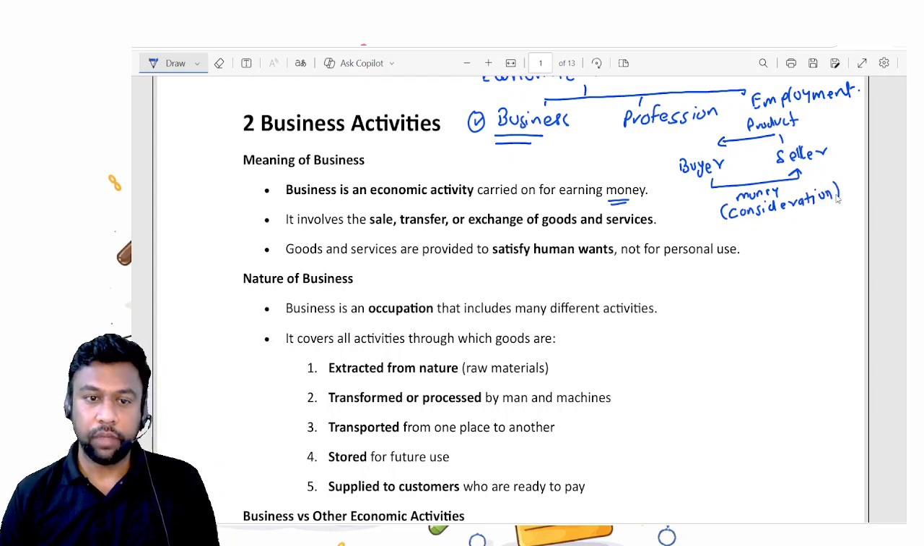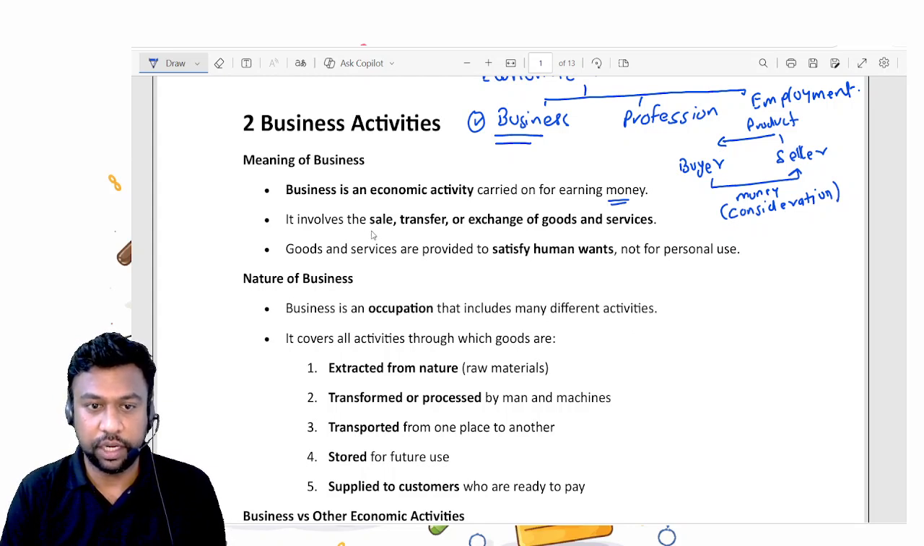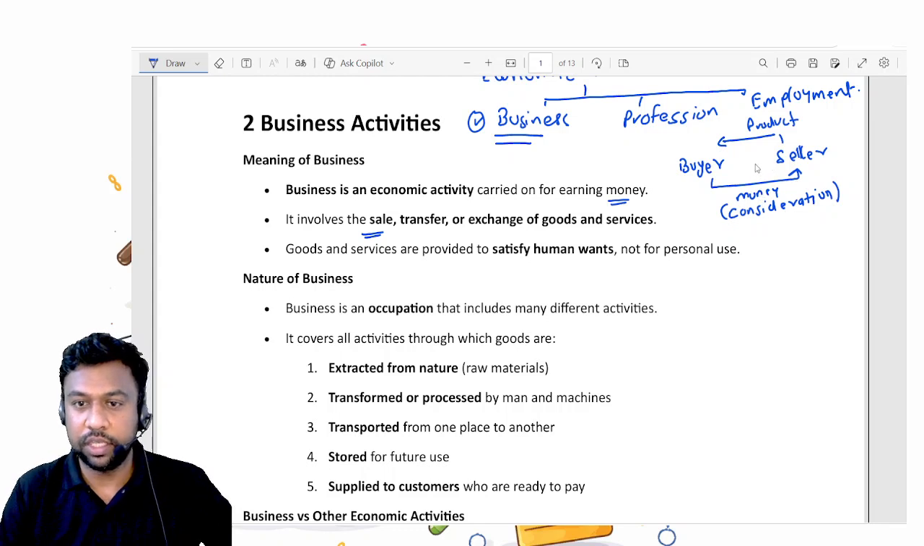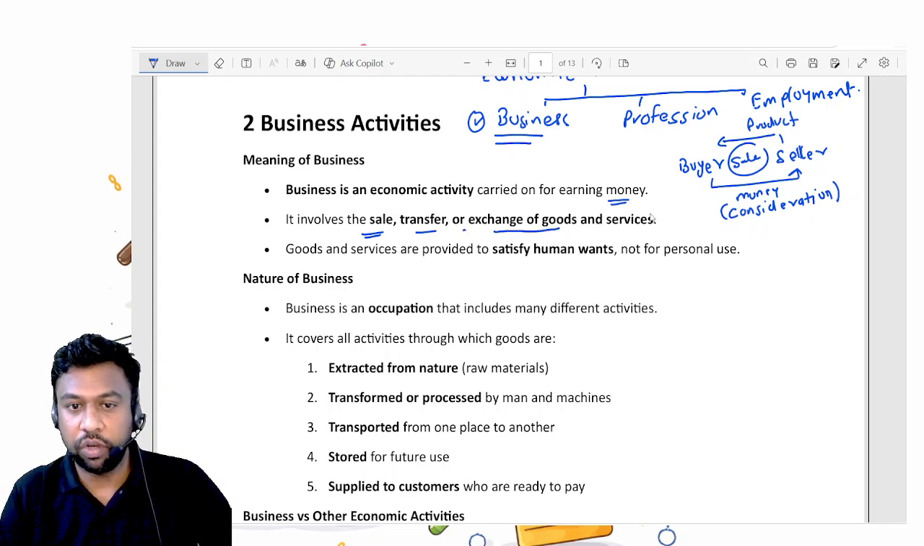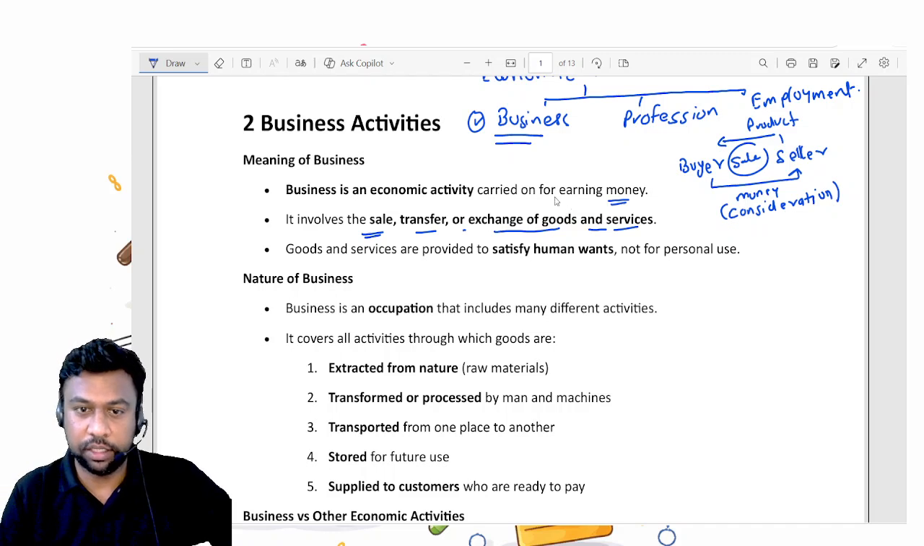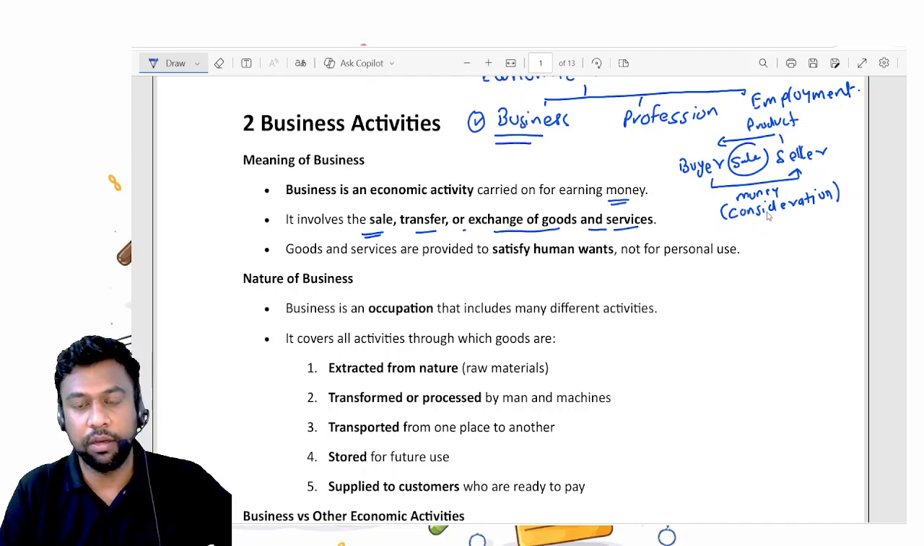It involves sale, transfer or exchange of goods or services. It involves sale. So this example is of sale. I'm giving a product and in return I'm getting money, so this is called sale. Next is your transfer or exchange of goods and services. This is like your barter system, what used to happen in earlier days, and nowadays also these things happen in certain industries.